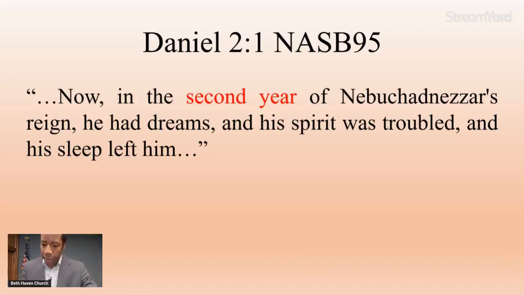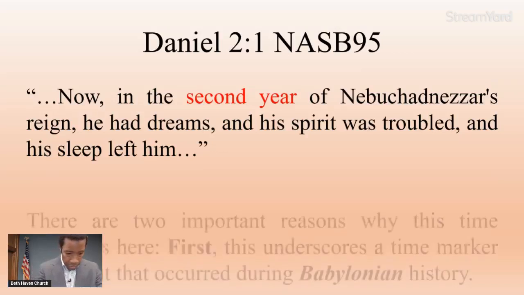Again, in chapter 2, verse 1, we come across another historical marker. The first historical marker was found in chapter 1, verse 1, when Israel was placed in captivity. Now we get another historical marker concerning, again, Nebuchadnezzar, the raider and the captor of Israel, bringing them back to Babylon. Now we see in the second year of his reign, he had dreams, and his spirit was troubled.